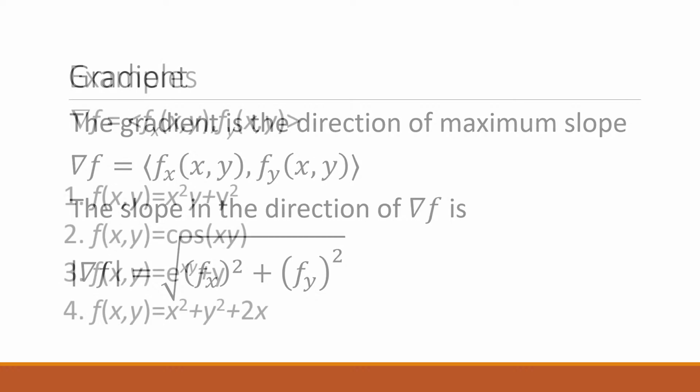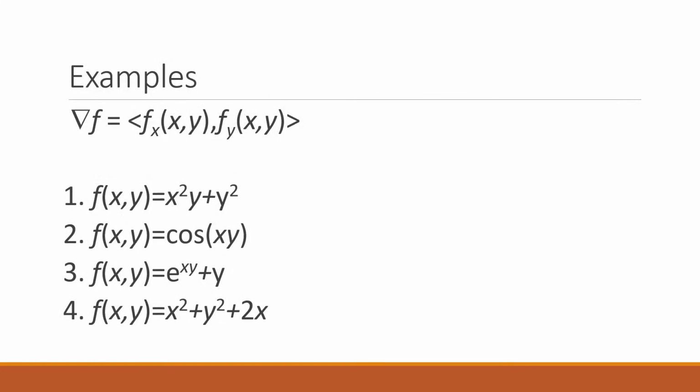So what do we want to do? We want to do some examples. I want the gradient of these things. Let's do number 1 because it's related to the one we just did on our picture. I've got f equal to x squared y plus y squared. Do the gradient. Give me a sec.